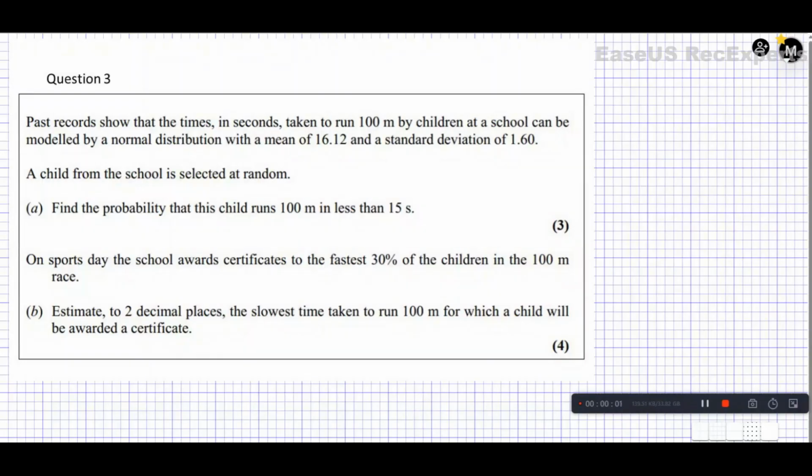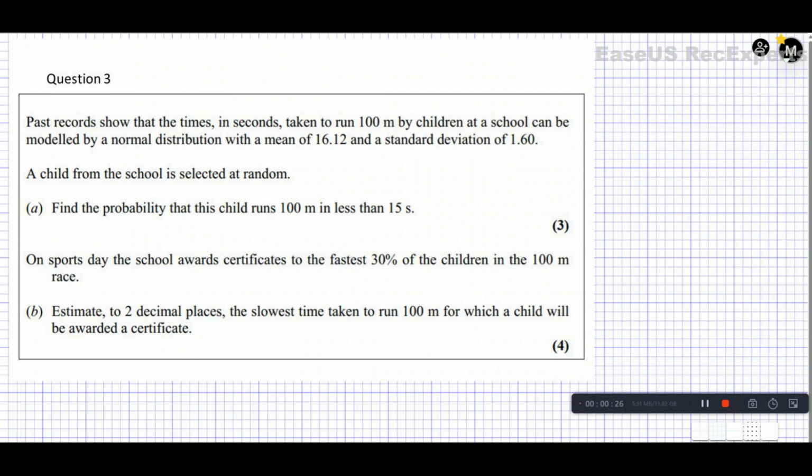Okay, day 9, question 3. Past record shows that the times in seconds taken to run 11 meters by children at a school can be modeled by normal distribution. Okay, they've already given us this is a normal distribution question. So we have to know what is the standard deviation and the mean so that we can draw a bell curve, or you can use your calculator to do this.